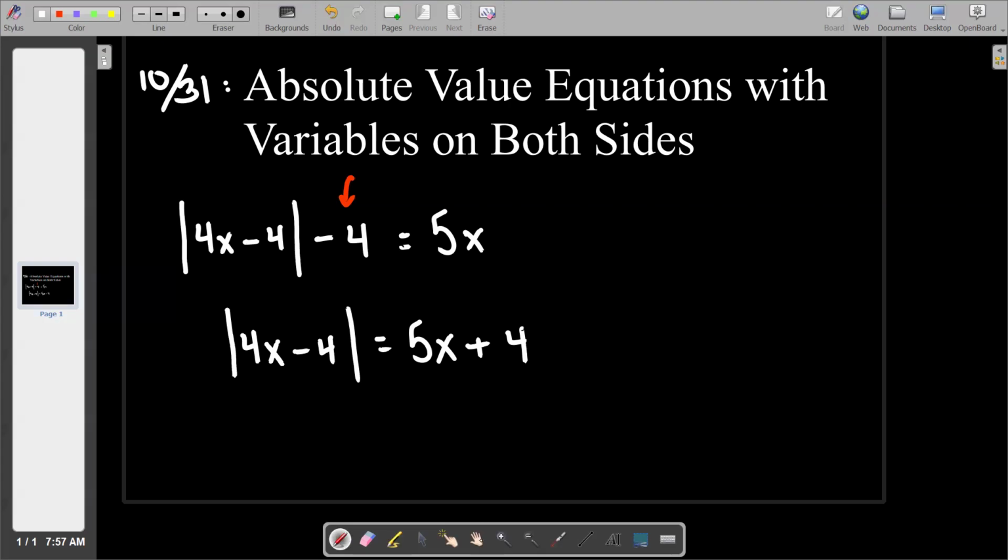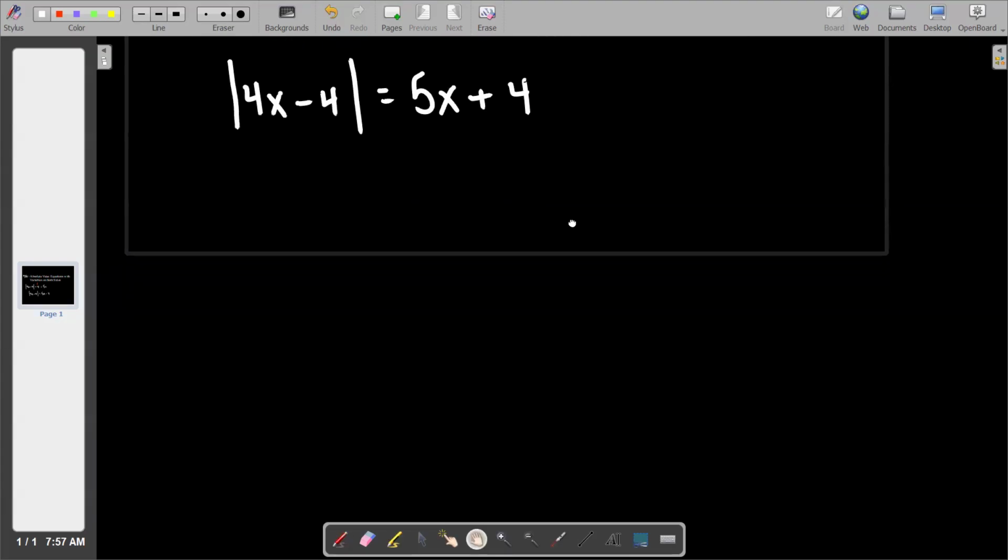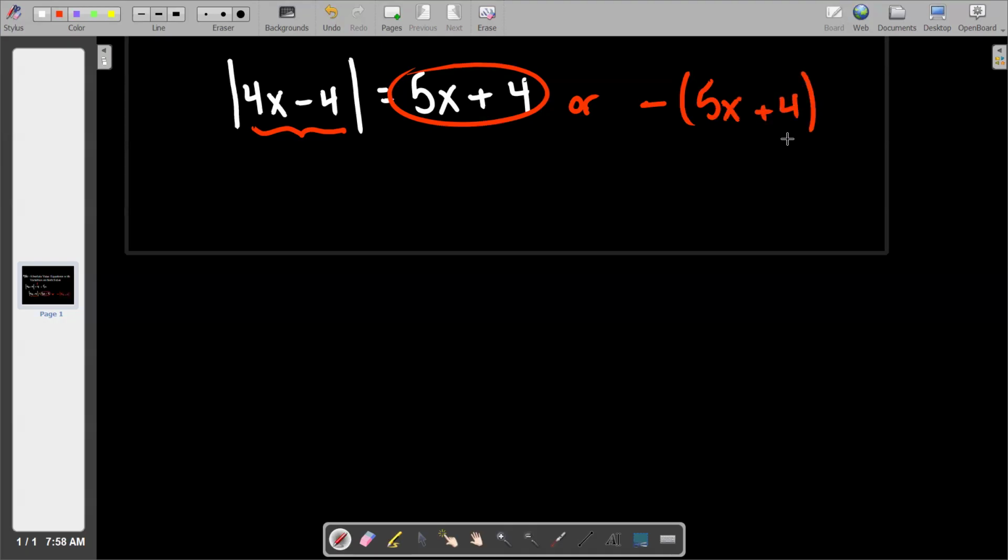So it's at this point that we really embrace what we learned yesterday about how we split this into 2 equations. The stuff that's inside the absolute value either has to equal that or the negative of that. That is what we learned yesterday. When we learned it yesterday, we didn't have x's on the right-hand side, but the idea is still the same. The stuff inside the absolute value either equals 5x plus 4 or equals the opposite of 5x plus 4. That just doesn't change. Regardless of how different looking it is, the idea is still the same.